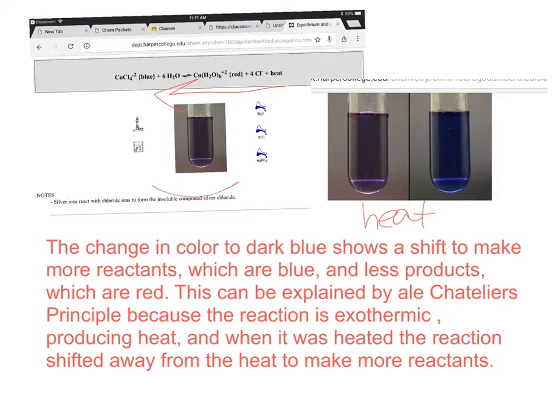Since the system was at equilibrium and then we made a change, we can use Le Chatelier's principle to explain this. Keeping in mind, K is dependent on temperature. So by heating it, you actually changed your value of K. But you can explain the shift, and it's easy to explain shifts if you think of heat being a product. And so since we made more of this product, the heat, the reaction shifted away from the products.